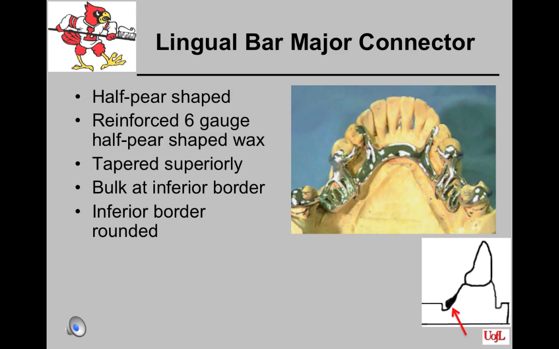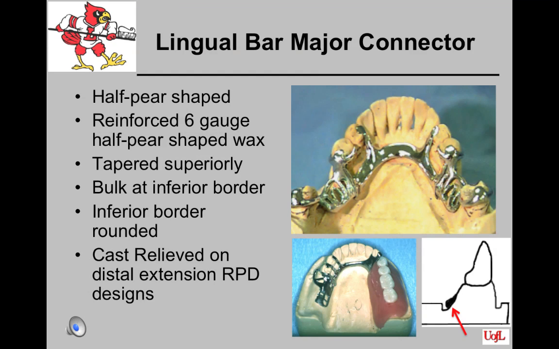When the blockout and relief is done on the master cast at the time of fabrication, the resulting refractory cast creates a slight space under the lingual bar, which is especially necessary when you have an extension base removable partial denture, as we show in these two illustrations.